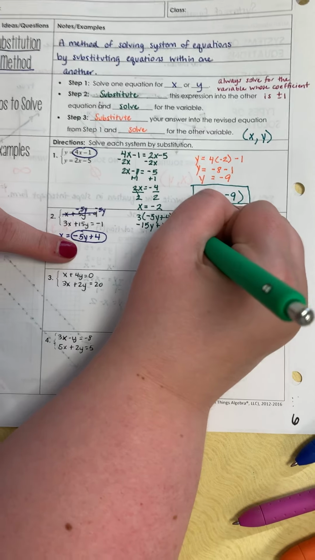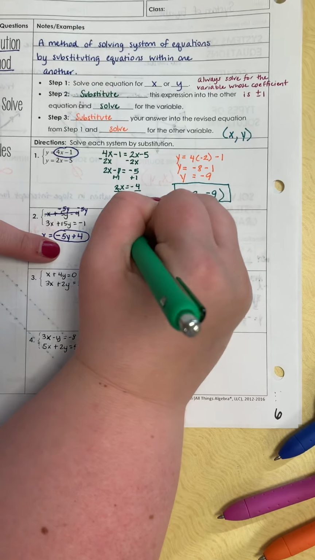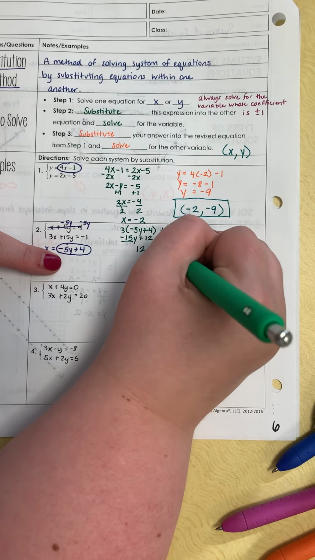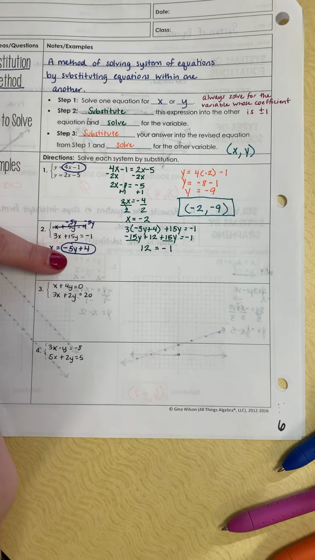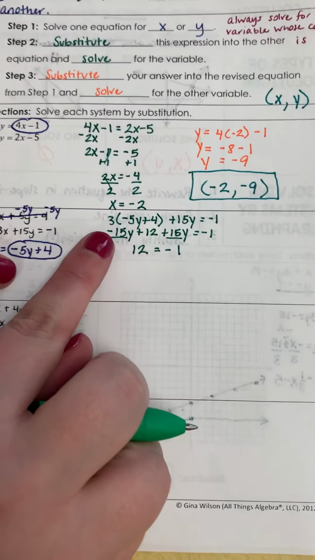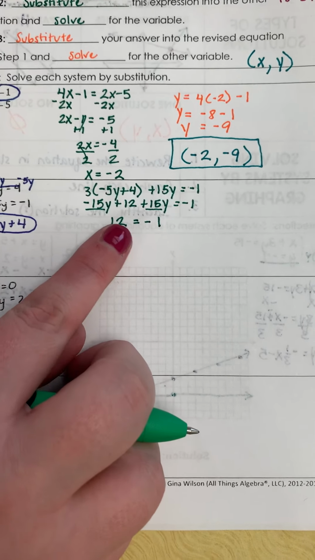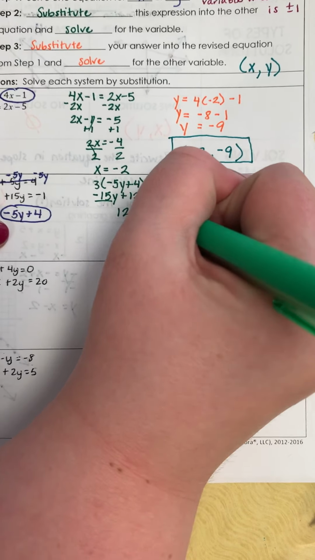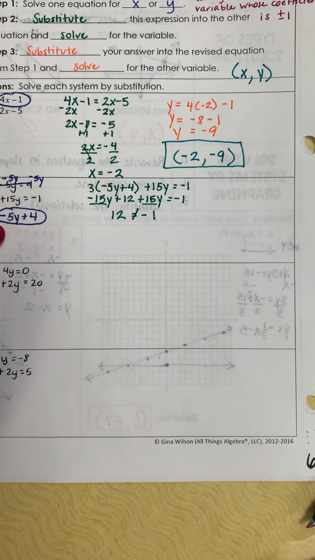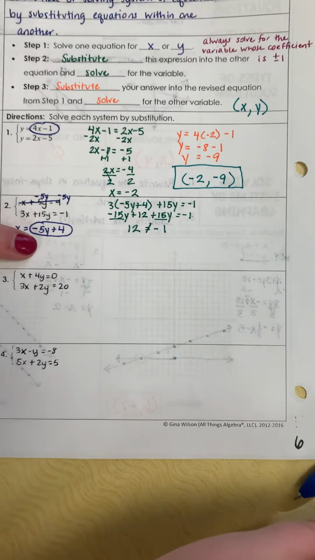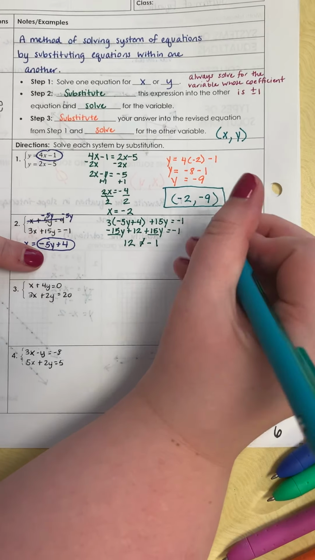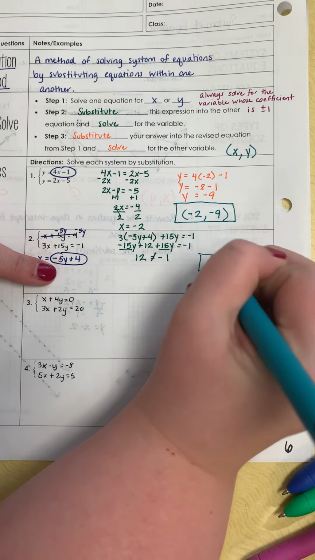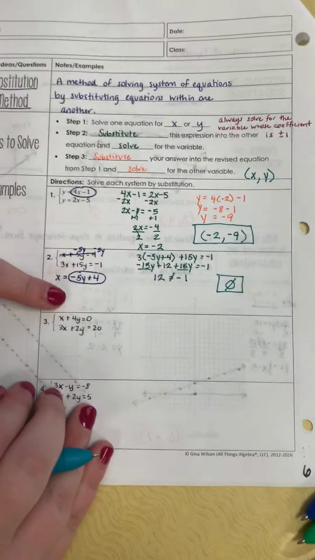And then she's going to do distributive property. She's going to combine like terms. She's going to use division property of equality, things like that. Notice that the variables here canceled, and I'm left with 12 equals -1, which is not a true statement. Anytime when we're solving and we're left with not a true statement, we should remember that that means there is no solution.